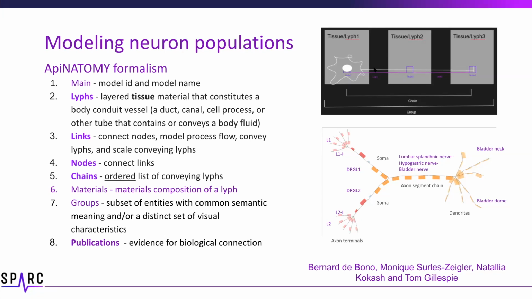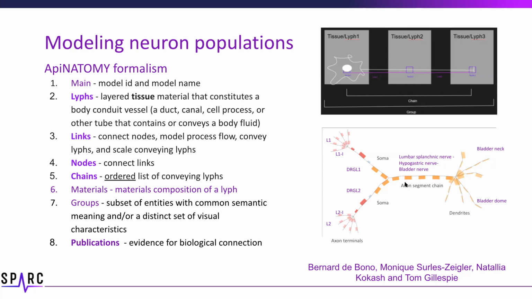And it can also allow us to define the various segments of processes that traverse across different tissue types. The chains and the nodes and the links are what allow us to put these together into a coherent whole. So this is, for example, some modeling work that was done by Monique Surles-Ziegler, Natalia Kokash, Tom Gillespie, and Bernard.